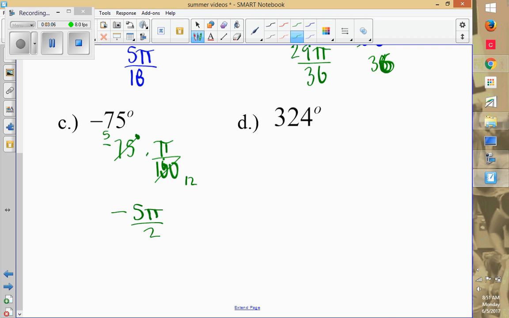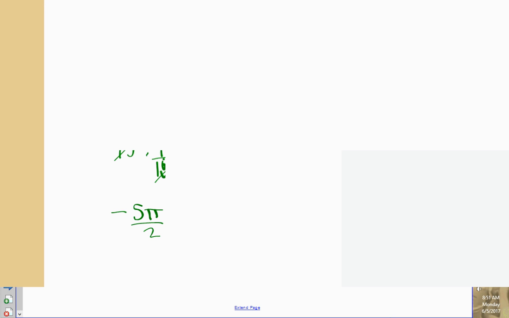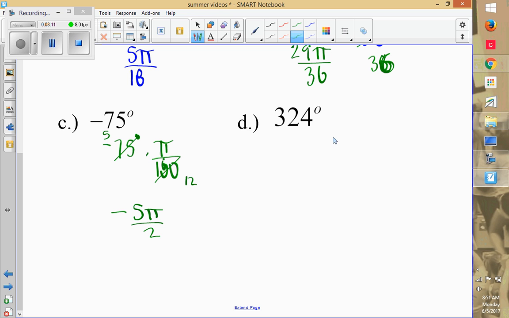And 324 is bigger than 180. So what you're going to realize is once you're past that 180, your fraction is going to be an improper fraction. Because when I do this, 324 divided by 180, both of them are divisible by 36. So 180 divided by 36 is 5, and 324 divided by 36 is 9. And if you notice, 9 over 5 is an improper fraction. So we're going to just leave it like that.